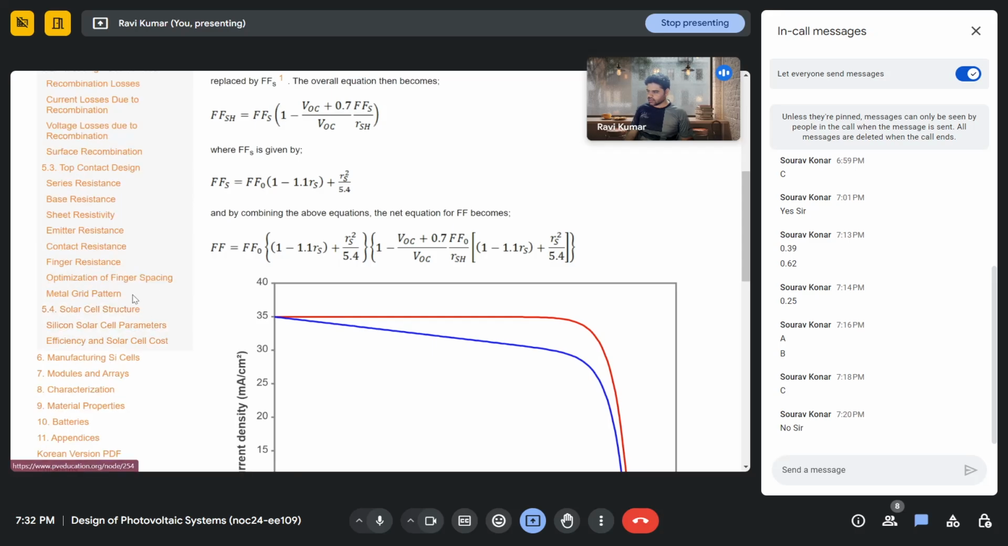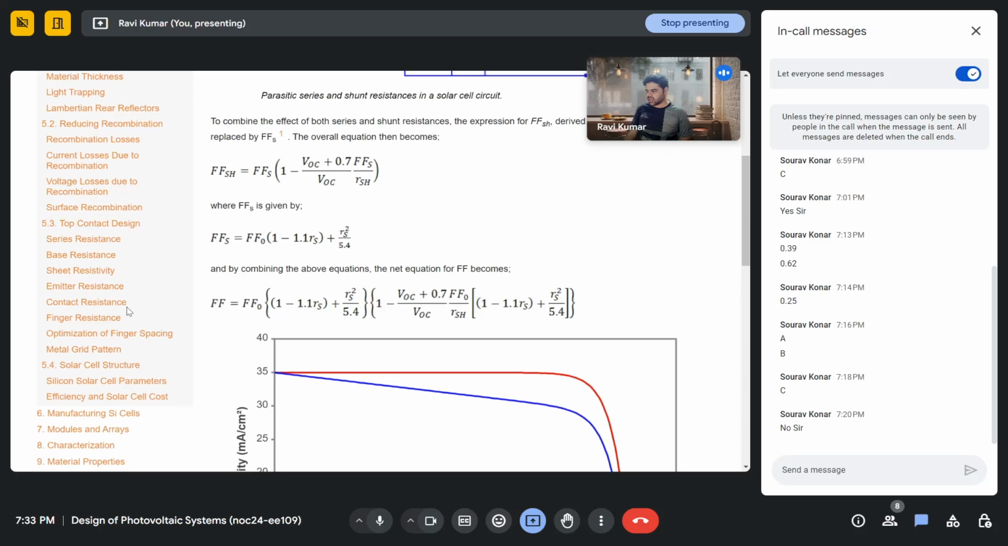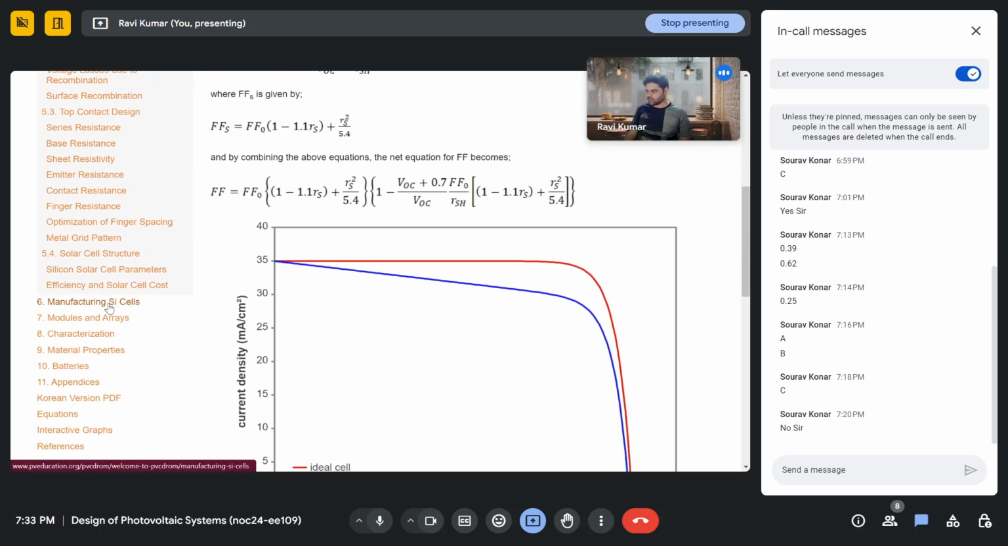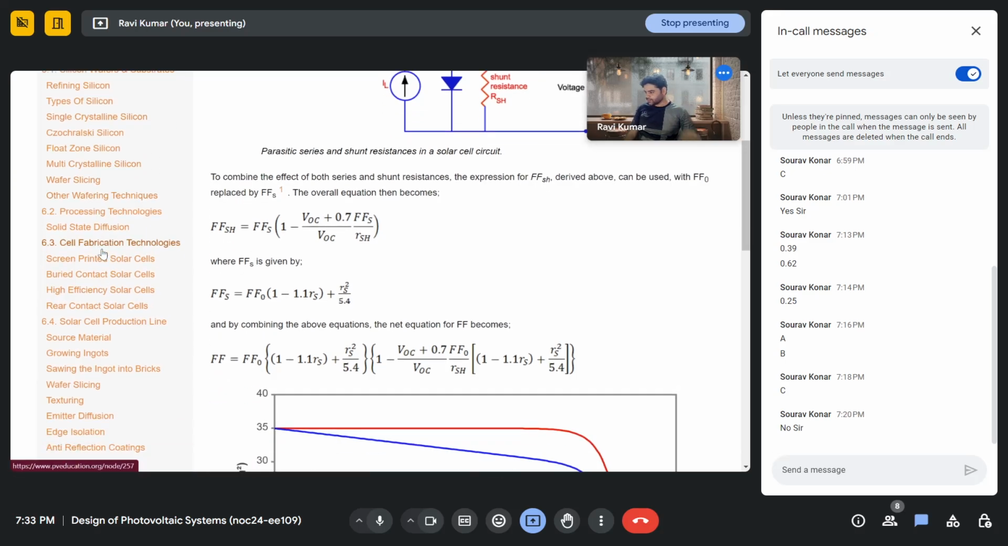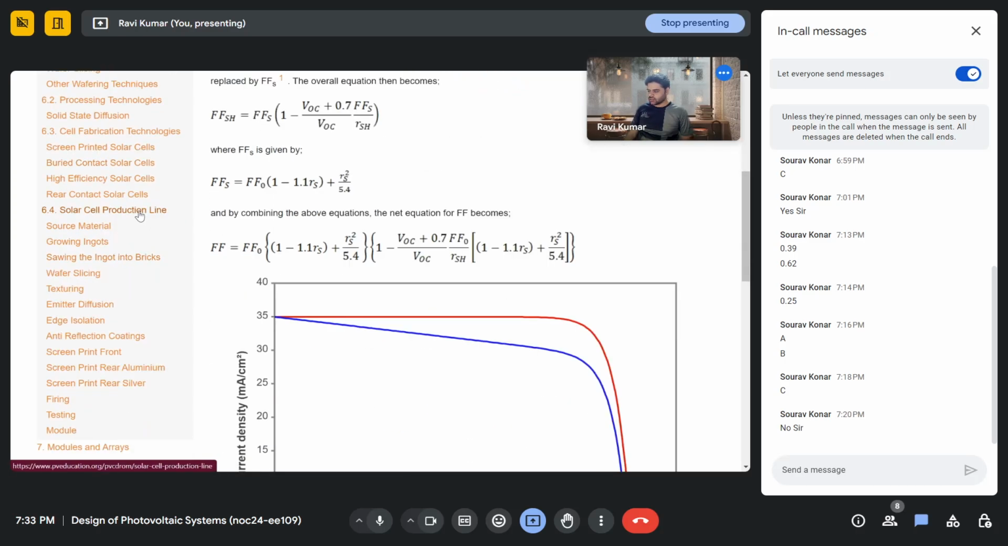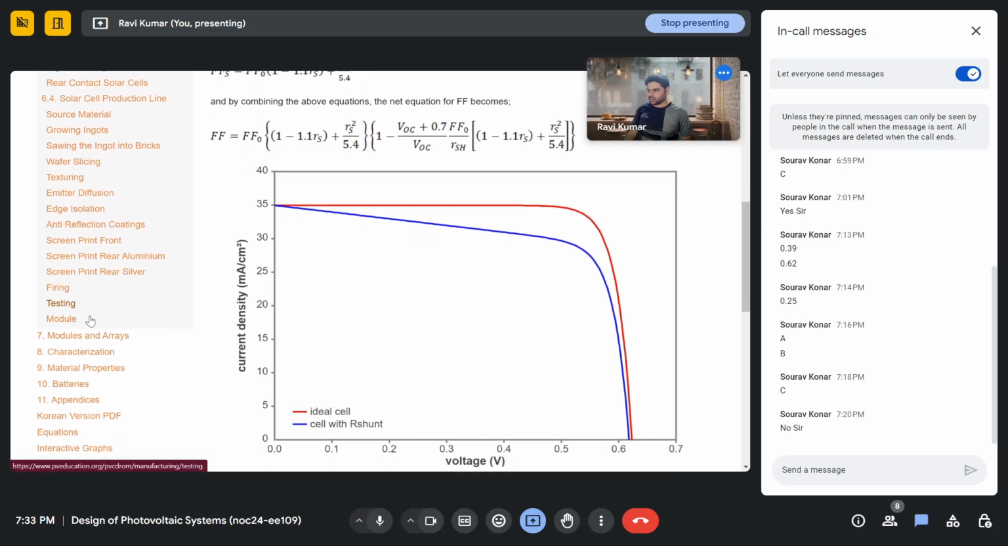Even in the design part, you have everything. Anti-reflective coating, optical properties, light trapping, recombination losses, each and everything you can get from this website. Then how silicon wafers or silicon solar cells are manufactured, what the different types are, the fabrication processes of silicon, multi-crystalline wafer slicing and all. Then production line, texturing, emitter diffusion. It is from starting to the end. Firing, screen printing, testing, module.